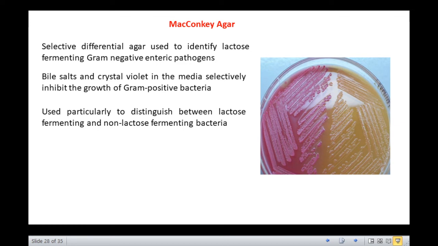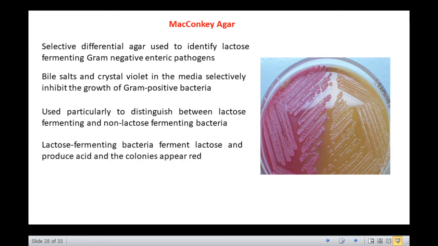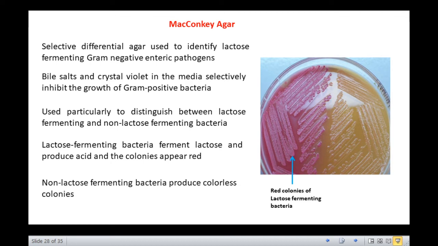Lactose fermenting bacteria like E. coli and Klebsiella ferment lactose and produce acid, which lowers the pH and the colonies appear red. Non-lactose fermenting bacteria like Salmonella and Shigella will not ferment lactose but will use peptone and produce ammonia. This increases the pH of the media and the colonies appear colorless.